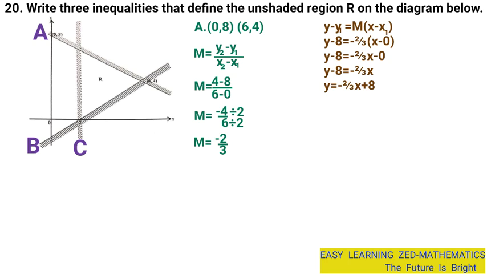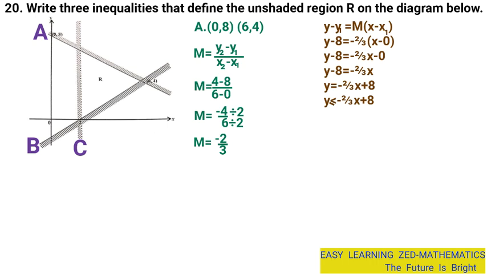Now I'm going to change this equation into the inequality. So I'm going to write y is less than, now since the line is not dotted, I'm going to say y is less than or equal to negative 2 over 3x plus 8. This inequality you can still write there, or you can use it to find other values, if there is need to do so.